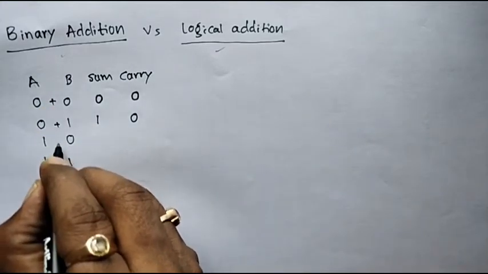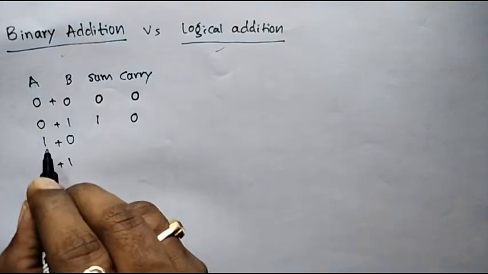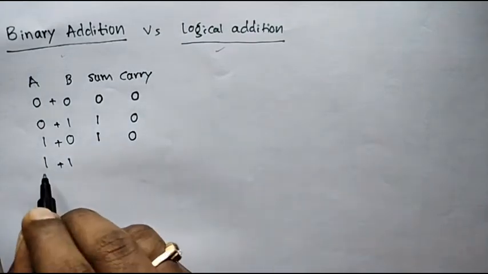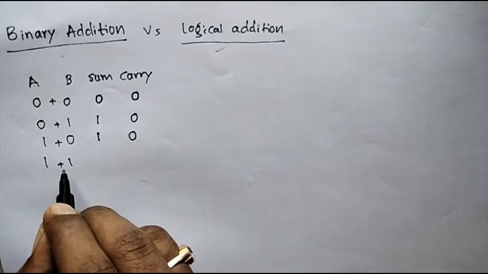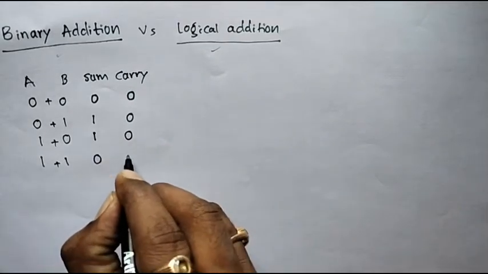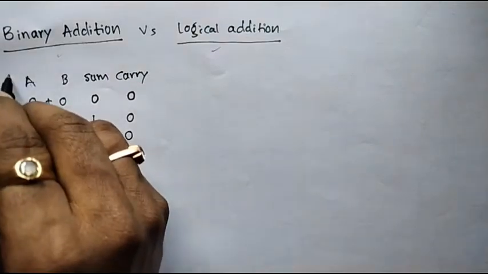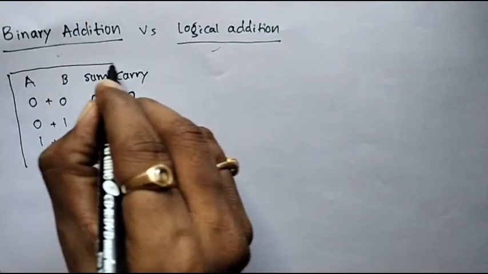Here all are plus operators. 1 plus 0, sum is 1, carry is 0. When 1 is added with 1, it produces sum as 0 and carry as 1. So this is in case of binary addition.